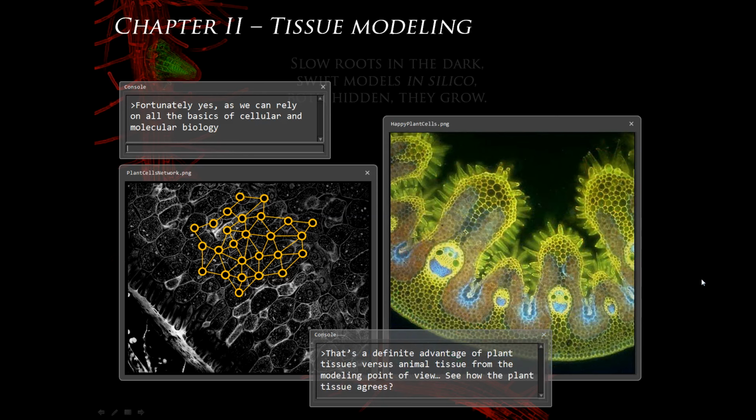Things are complex enough already. See, all the plant tissue agrees? Hello, are you plant cells?